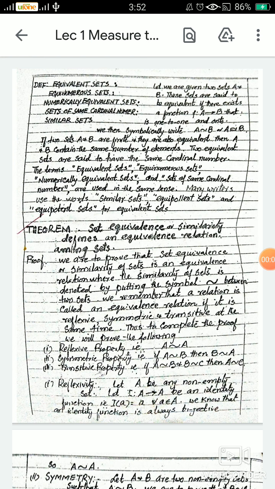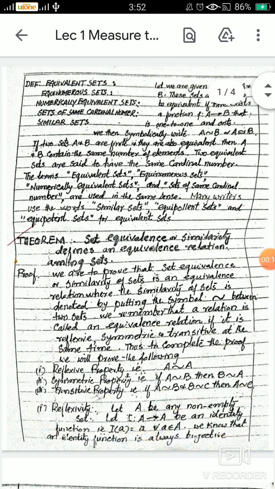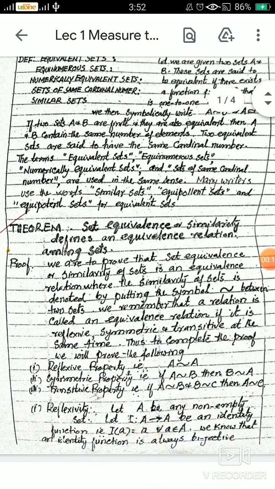Definition. Dear student, first of all we have the definition of equivalent sets. Let us be given two sets A and B. These sets are said to be equivalent if there exists a function f from A to B that is one-to-one and onto. We then symbolically write A is equivalent to B.